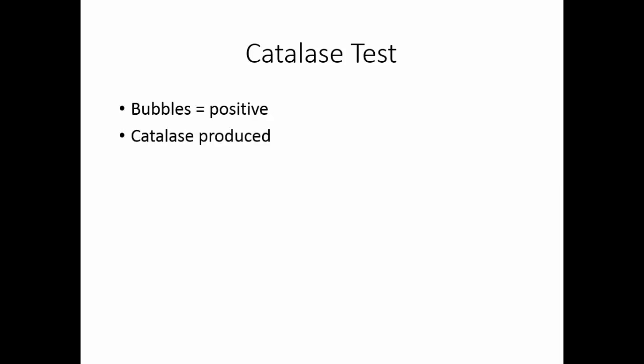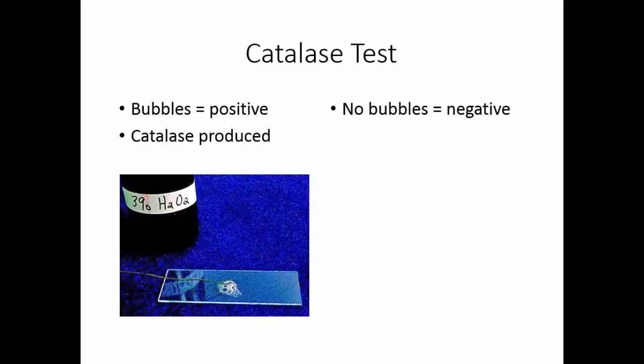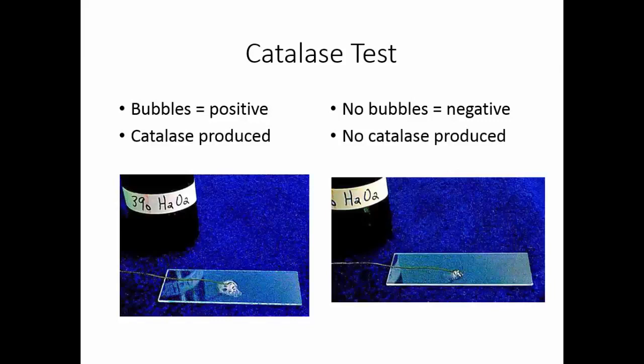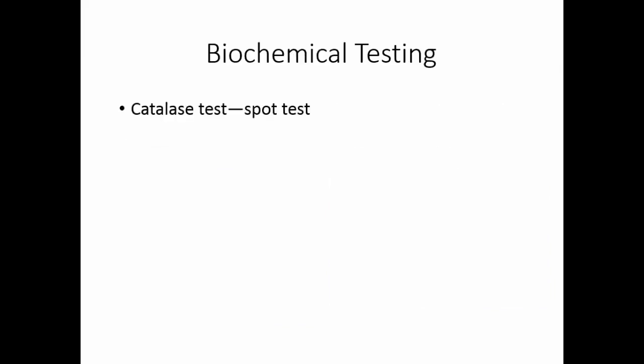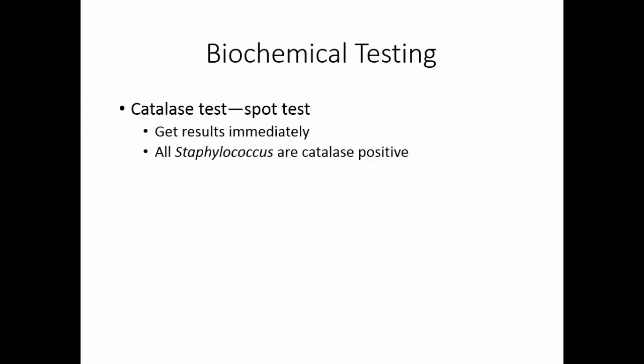Bubbles will equal a positive test. That means catalase was produced by the organism. And no bubbles will be a negative test. Catalase was not produced by the organism. The catalase test is what we consider a spot test. You perform the test and get the results immediately. All Staphylococcus species are catalase positive.